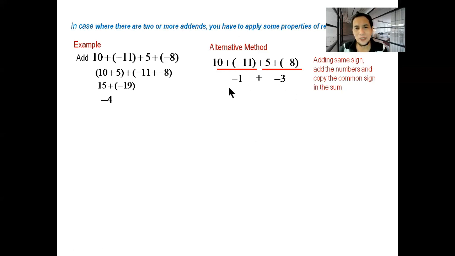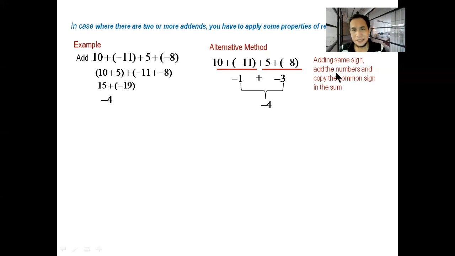We are adding two negative numbers. Same sign. So all you have to do is add 1 plus 3, 4. What is the common sign? Negative. So therefore, the answer is negative 4.